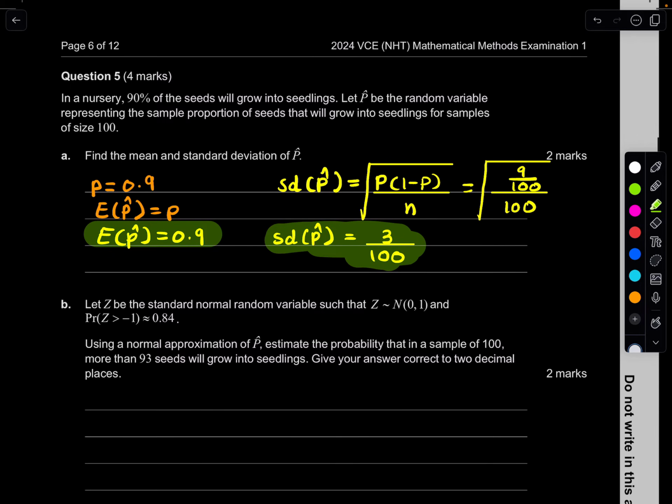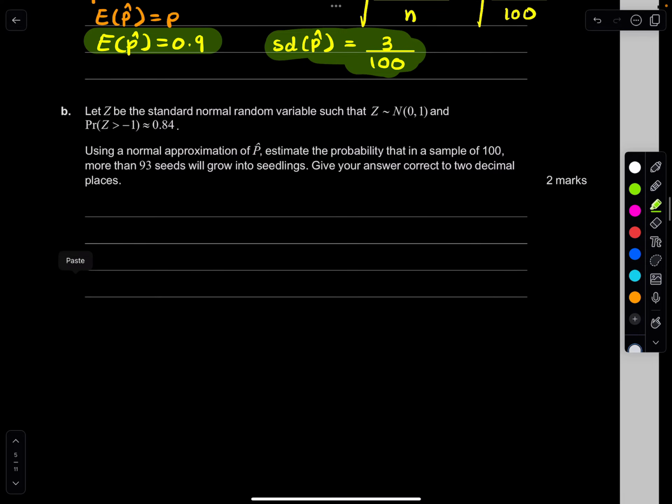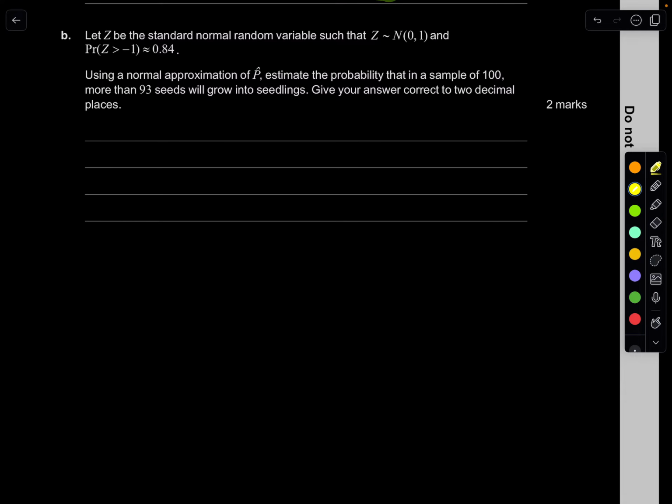We haven't reached the hard question. So let's now do the next one. Let z be the standard normal random variable, so we know the mean is 0 and the standard deviation is 1. And the probability that z is greater than -1 is approximately 0.84. So let's have a sketch of that. How would that really look?